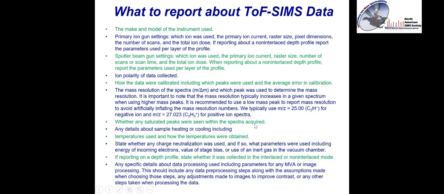I did not cover saturation, but in some instruments, the ion guns are so efficient that they can actually produce more ions than the detector can handle, and so you can saturate your detector. With peak saturation, you should never do any semi-quantitative analysis or principal components analysis with peaks that are saturated, because the answer will be wrong. But it's important to note whether you saw saturated peaks and the other details people would need about how you processed your data and how you displayed any of your images in the spectra.